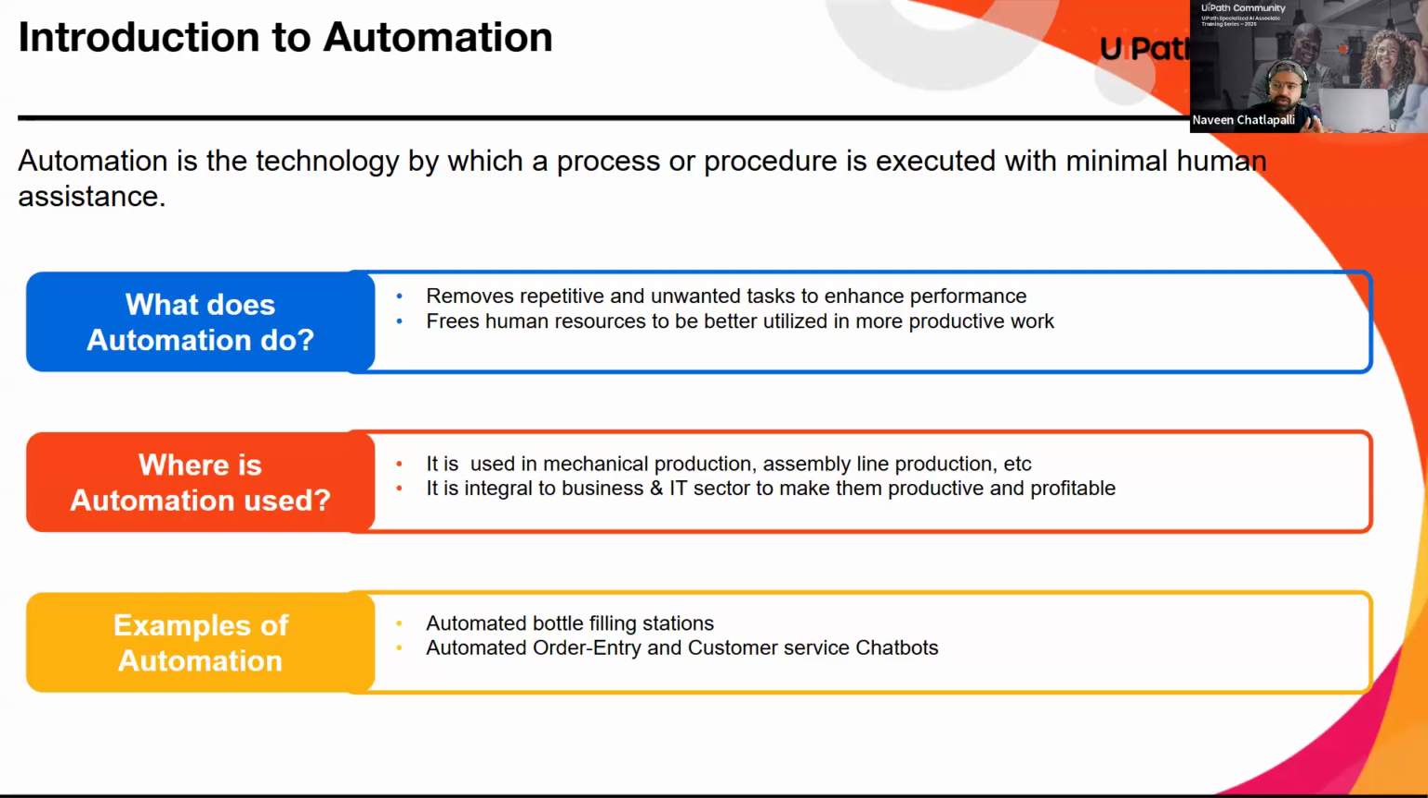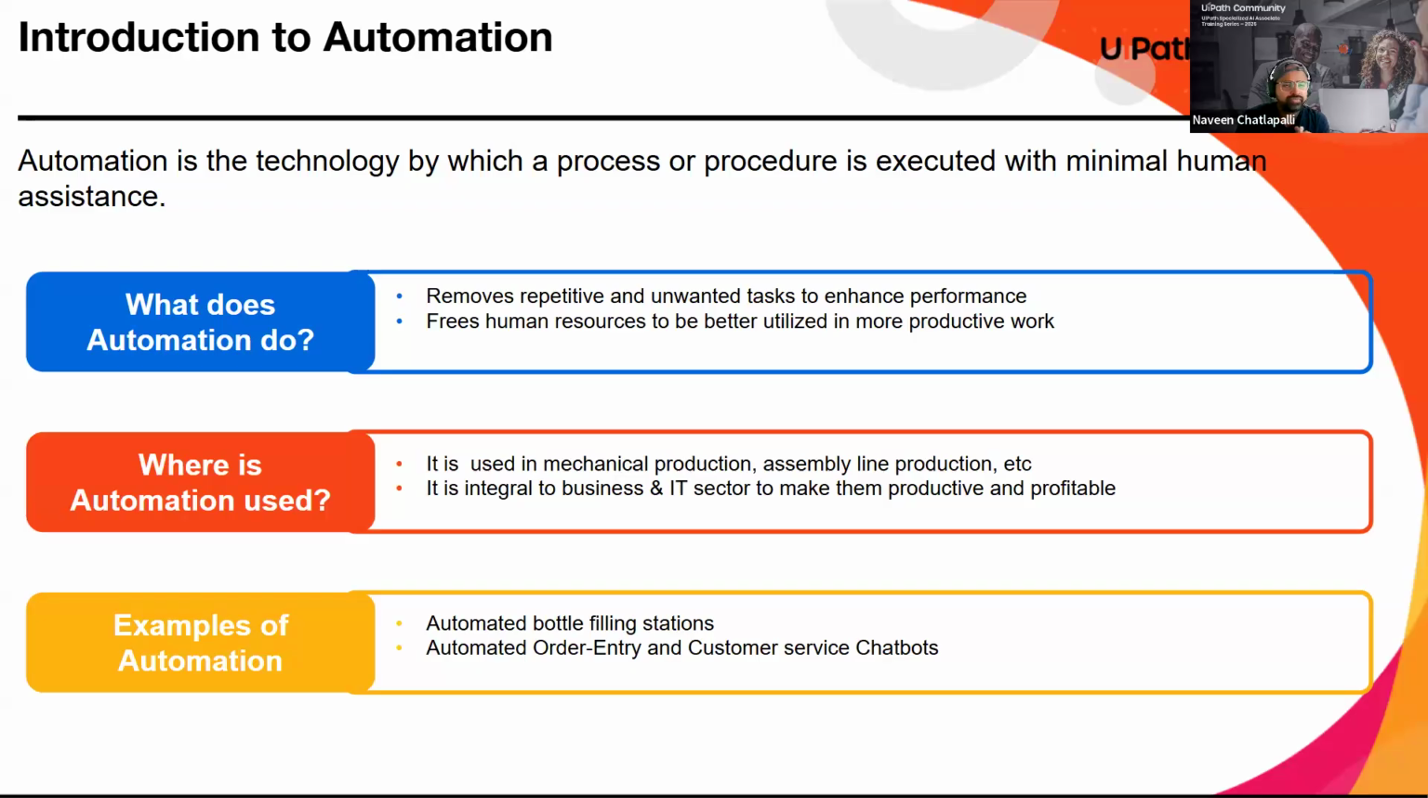And it frees human resources. Humans are always worrying about the time that they're spending and the effort that they're putting in to become more productive, right? So automation will definitely relieve their resources, help them better utilize their time, and also become more productive at work. That is the main agenda or main task behind automation.